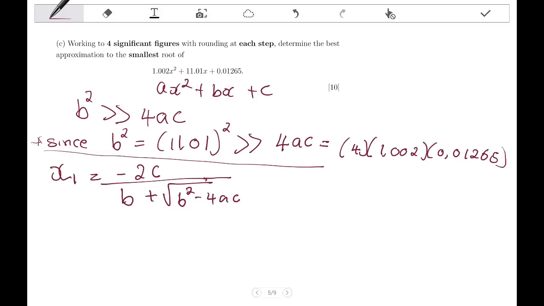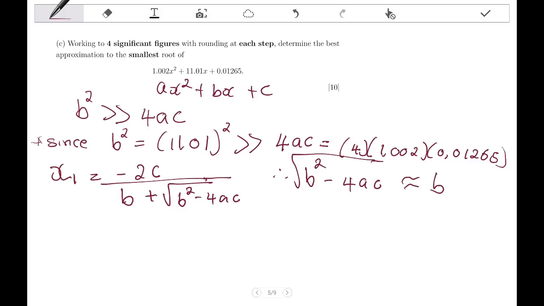If you arrive at this, you have to conclude another statement. You have to conclude that if this is the case, therefore b squared minus 4ac under the square root is approximately b. So remember that I showed you that equation that was rationalized initially: minus b plus the square root of b squared minus 4ac, all divided by 2a. This was equal to x1.